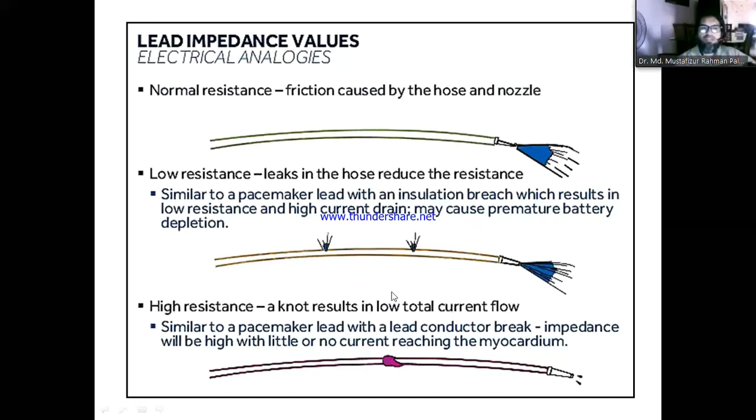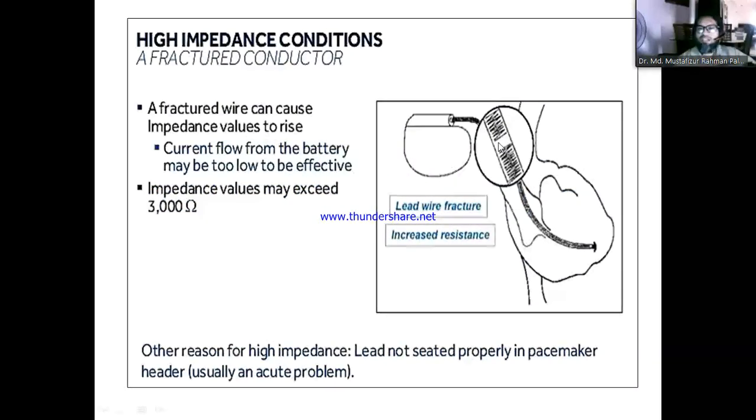So these are the very devastating conditions. We have to understand, by observing the resistance and the current, we can assume whether any problem in the lead has occurred or not. So a fractured conductor: here is the pacemaker, and the conductor is absolutely fractured. It will show very high resistance, no impulse will pass from the generator, and very high current drain.